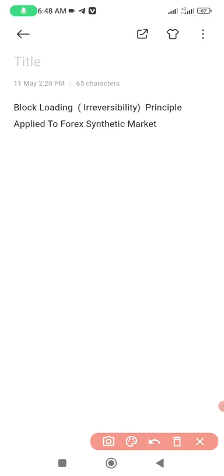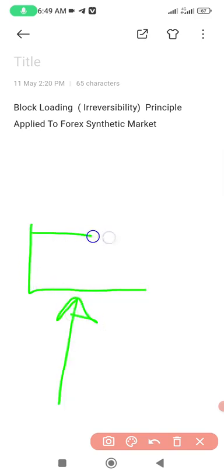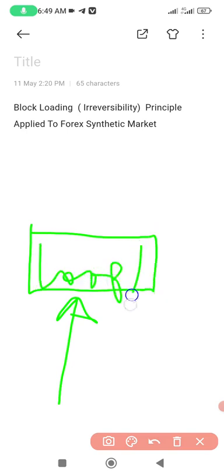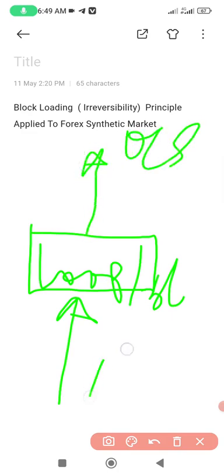So market is irreversible. That's what it's trying to mean. Market is irreversible. But I'm going to use the block loading criteria to show that this is real. Take for instance, we have an input signal that interacts with a loop or a block. This is the loop or block here, and then it gives us an output. Signal OS, input signal IS.